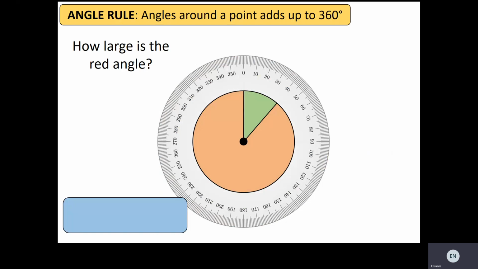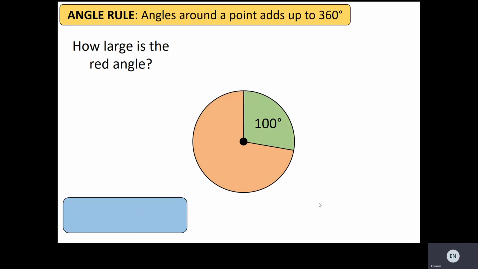How large is the red angle? So let's look at how large the red angle is. If this green angle here was 40 degrees, then establishing what we've just said, when we add all the angles around the point, it has to give you 360 degrees. So simply do 360 take away 40 degrees, your answer will be 320 degrees. Well done.